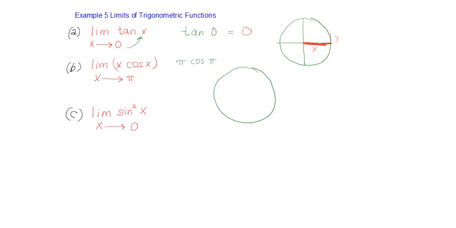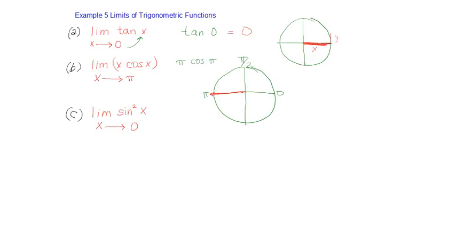And what is cosine of pi? Well, a unit circle. Again, pi is right over here. It is 0, pi over 2. So these are angle measurements in radians. And pi is right over here.